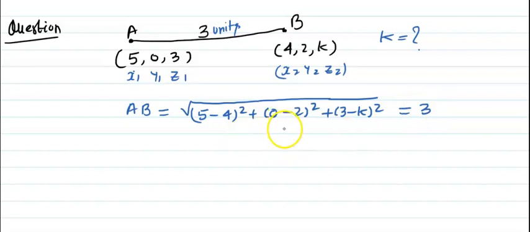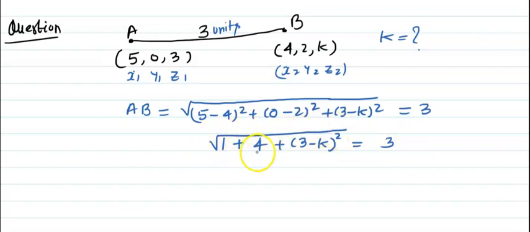So if you do squaring both sides, 5 minus 4 should be 1. 1 square will be 1. 0 minus 2, that is minus 2. Minus 2 square will be 4. And plus 3 minus k whole square, and that is equal to 3. And we need to do squaring both sides. So 1 plus 4 becomes 5 plus 3 minus k whole square, that is equal to 9.